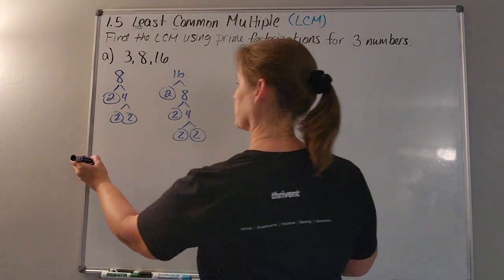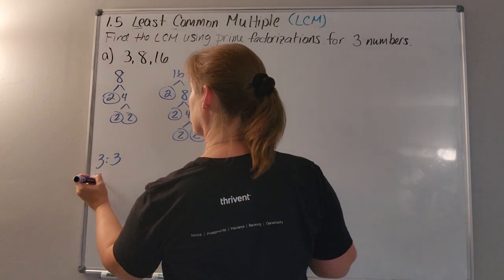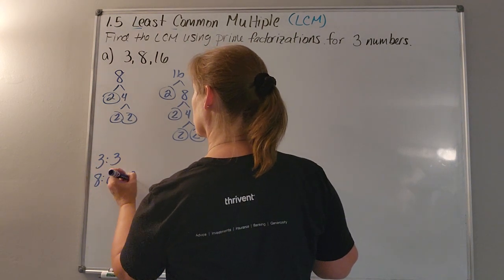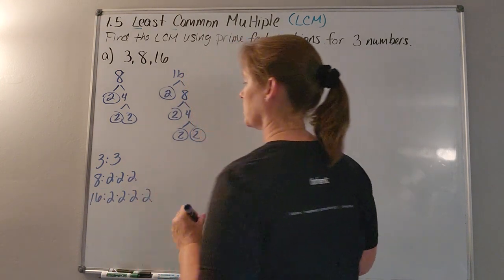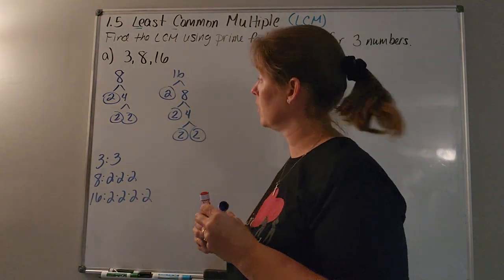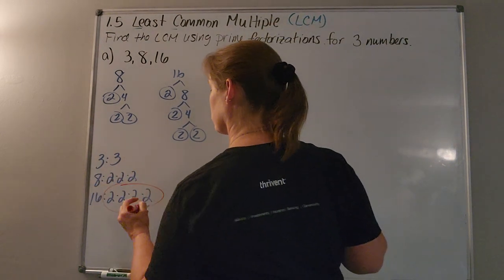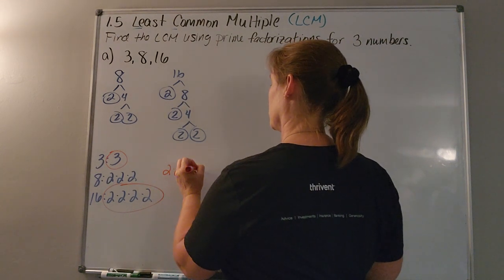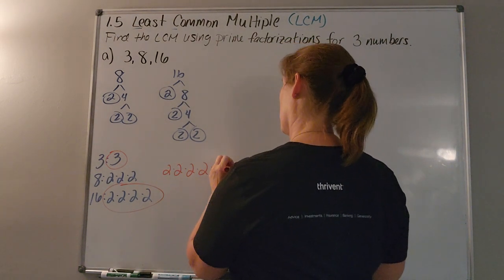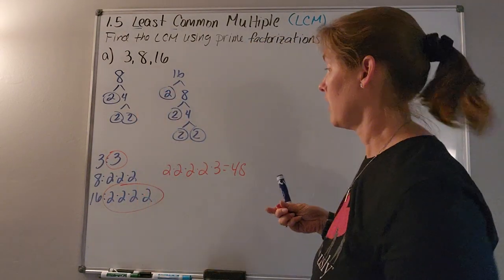So there we go. 3 is just 3. 8 is 2 times 2 times 2. 16 is 2 times 2 times 2 times 2. All right, we want the most of any prime factor, so that's 16, and that's 3. So 2 times 2 times 2 times 2 times 3 is 48, because that's all 16 already. 16 times 3 is 48.